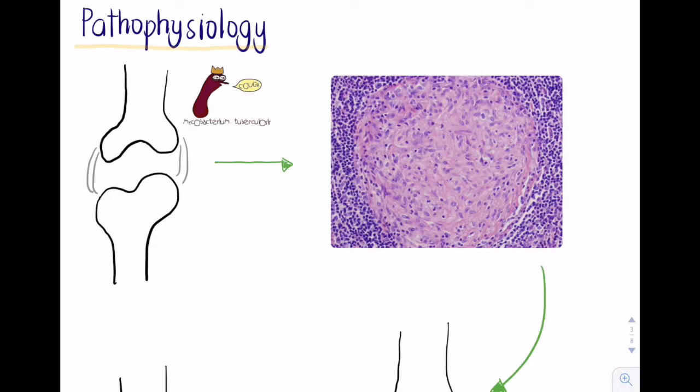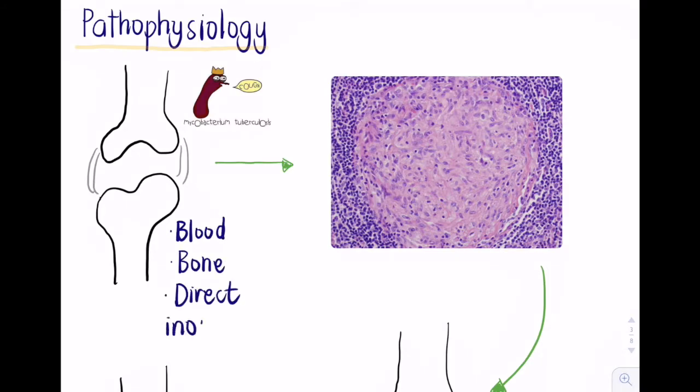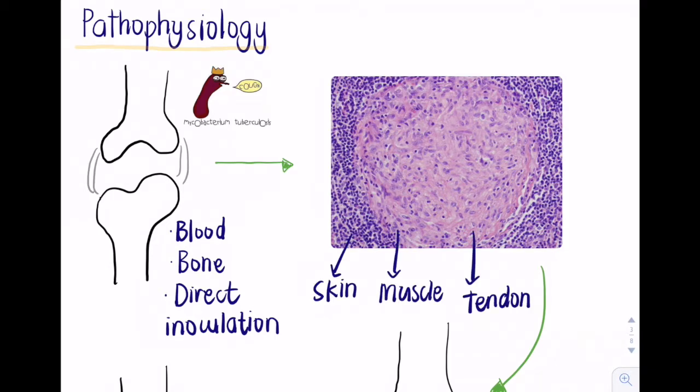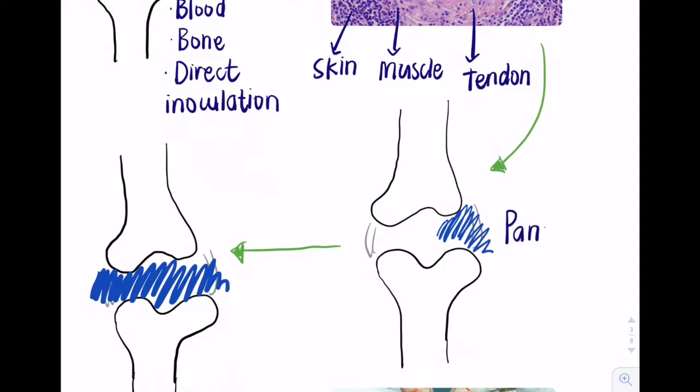TB may reach the joint cavity either through spread of infection from the subchondral region, via blood, or by direct inoculation. An immune reaction known as granuloma would then ensue. If the infection reaches the synovium, it will become a pannus that would encroach on the surrounding structures, resulting in bone destruction and joint space obliteration.